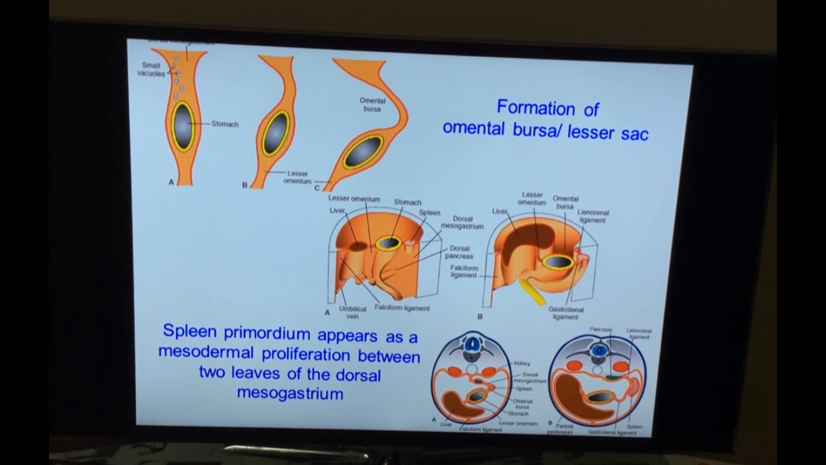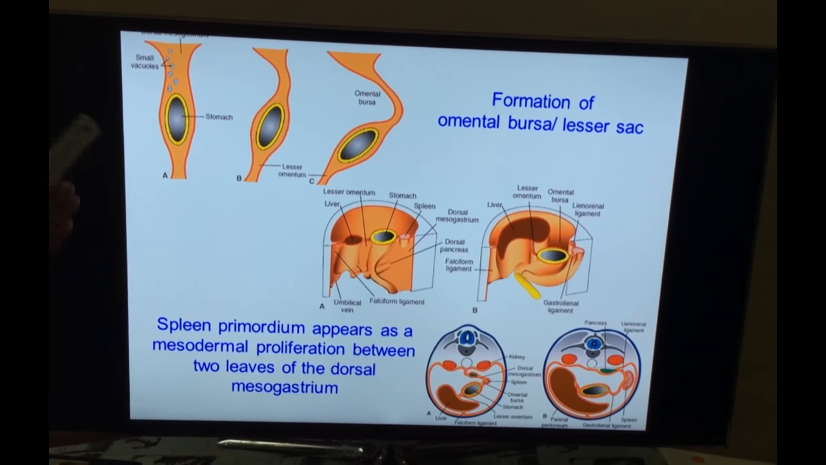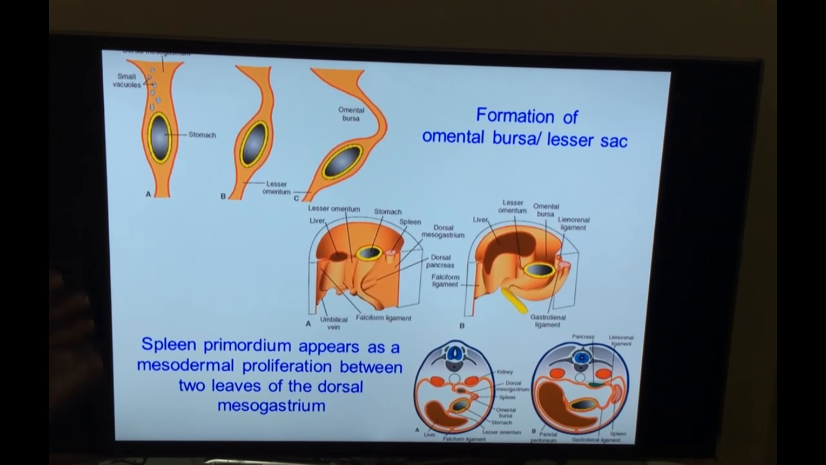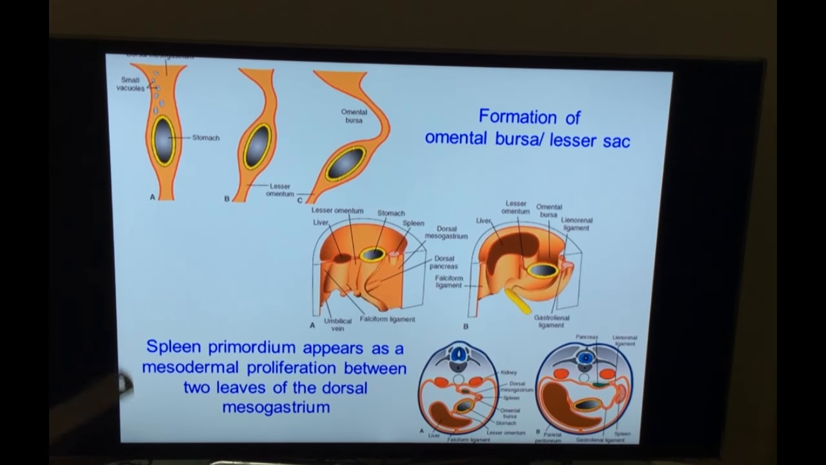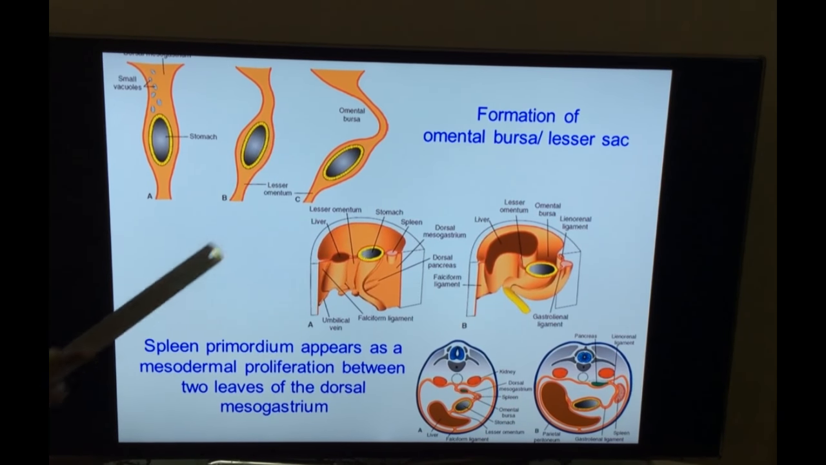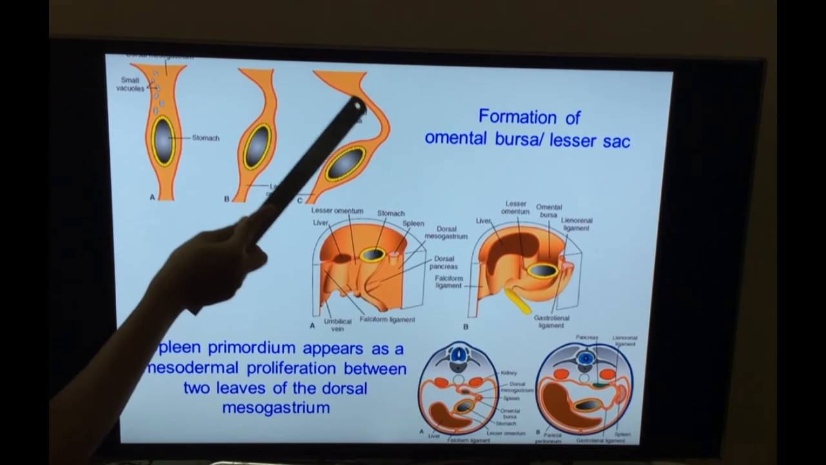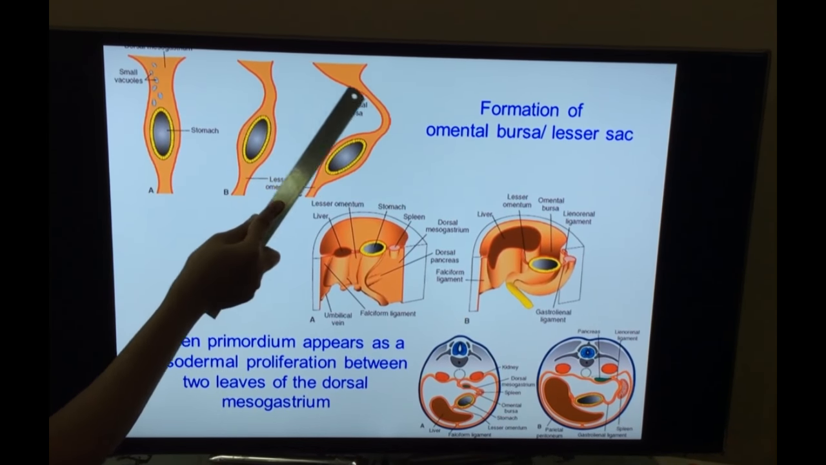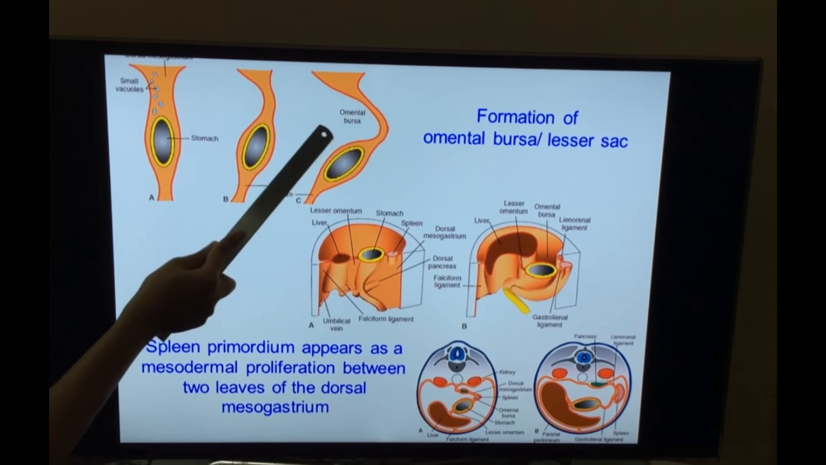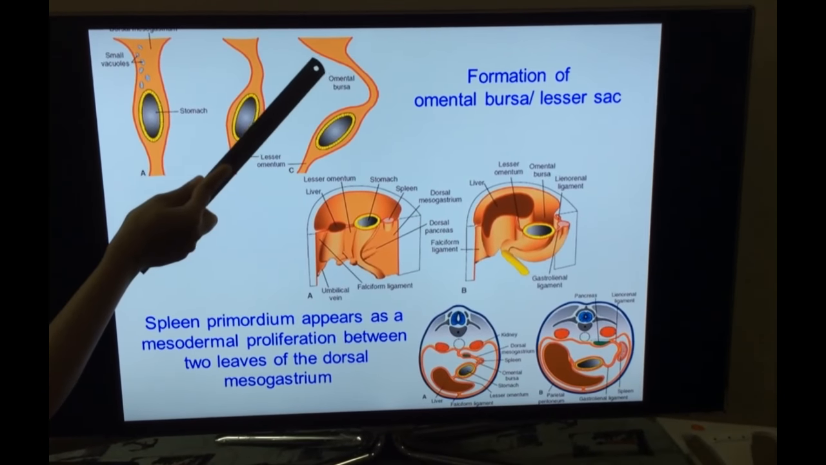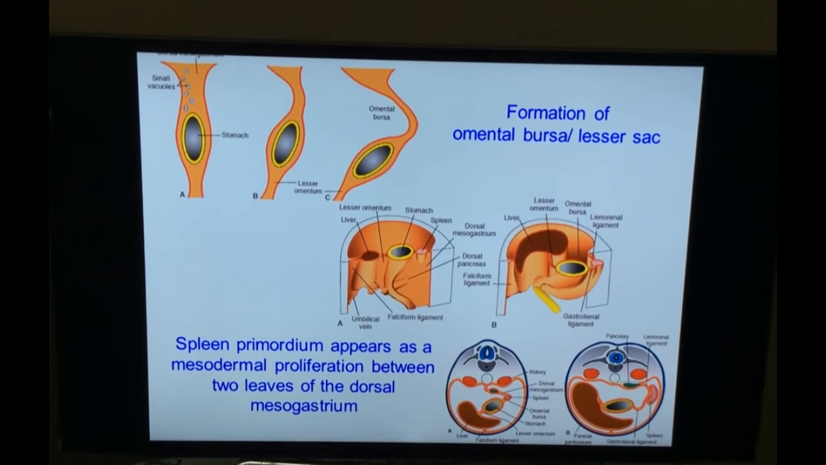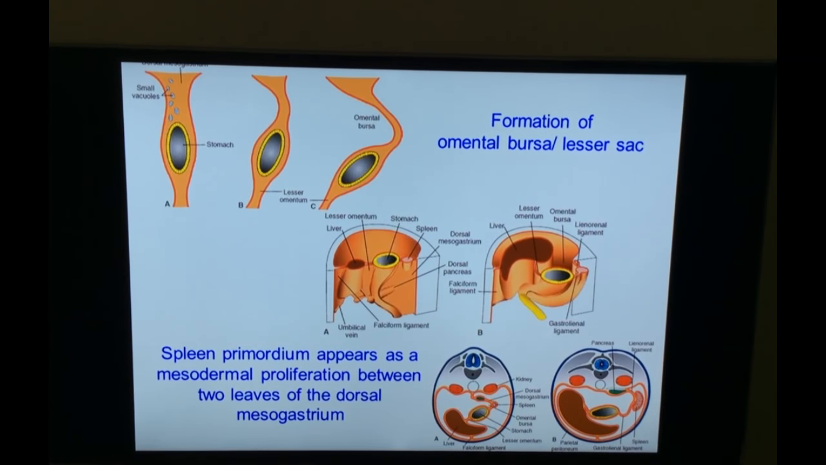Initially there will be one sac. Once you open the abdominal cavity, the cavity which you see is called the greater sac. But due to the rotation of the stomach, the dorsal mesogastrium is pushed towards the left side. This results in the formation of a small sac just behind the stomach, posterior to the stomach, which is called the lesser sac or omental bursa.